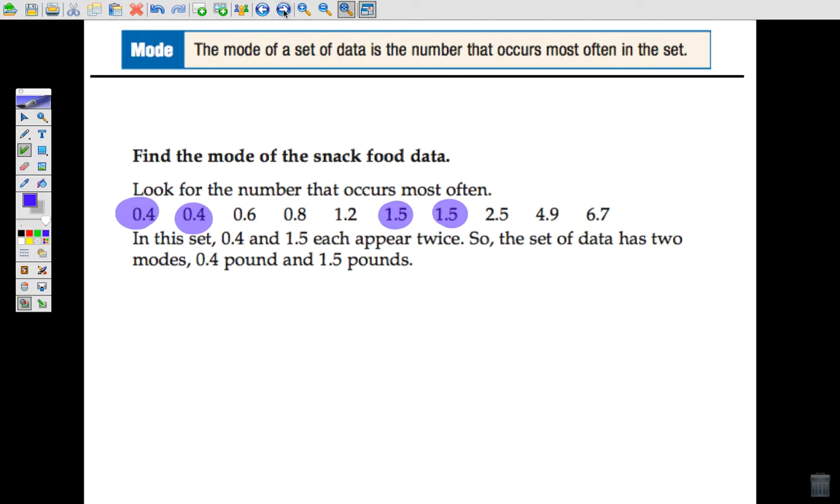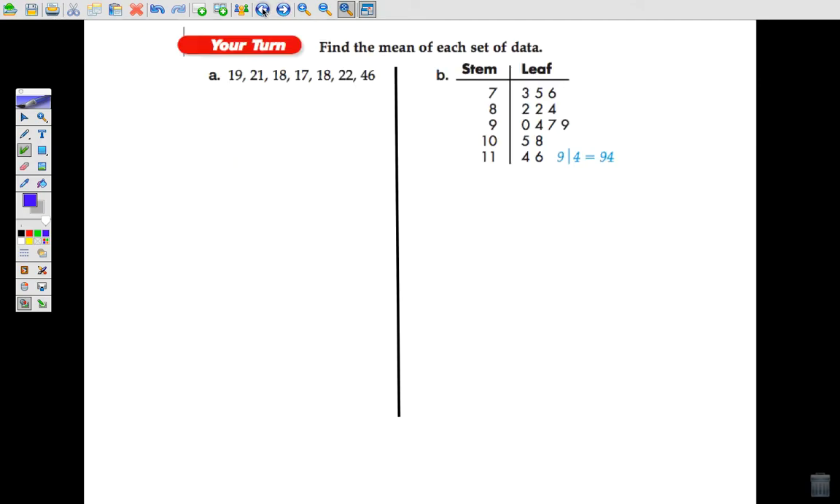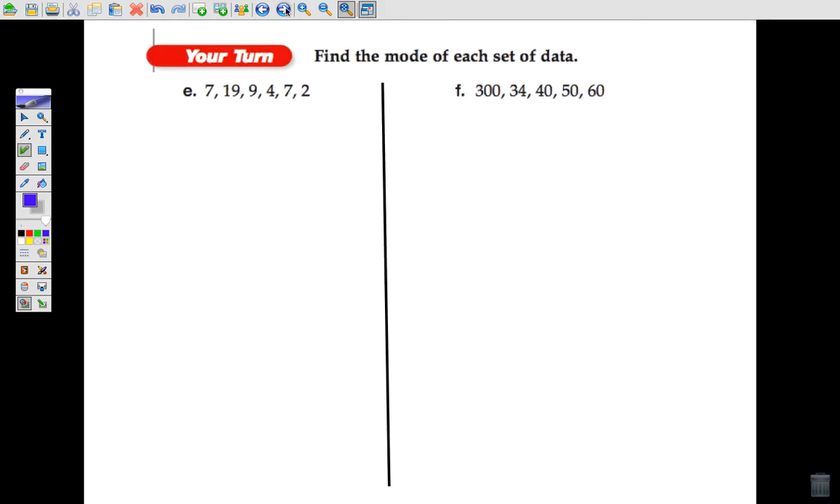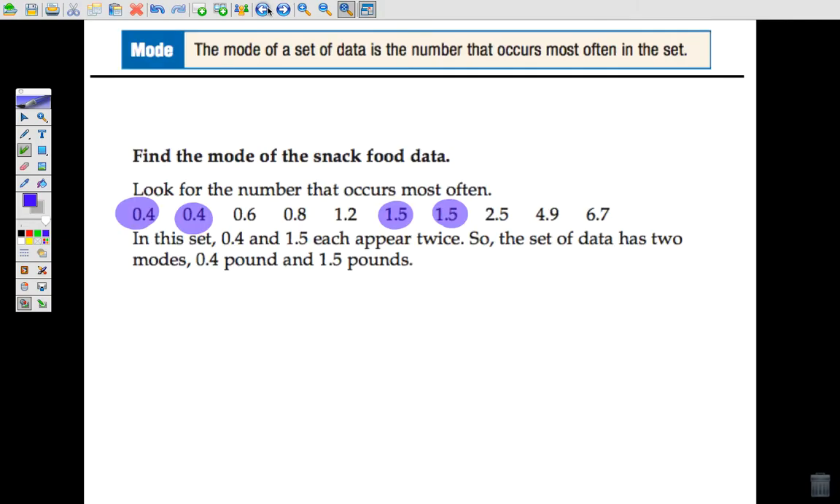So that's mean, median, mode. And then finally we have something called range, but let's get to that in a second. Did I skip the range? I think I have to go after it. Let's do some examples quickly, okay?